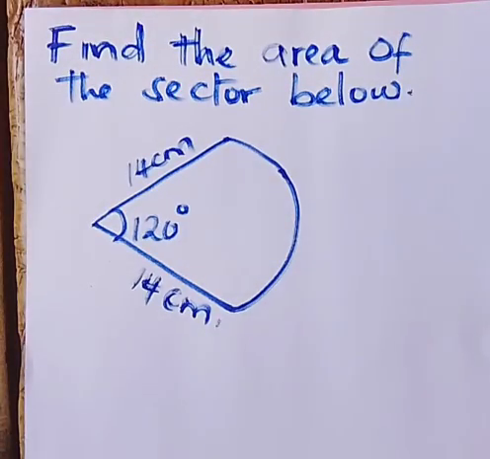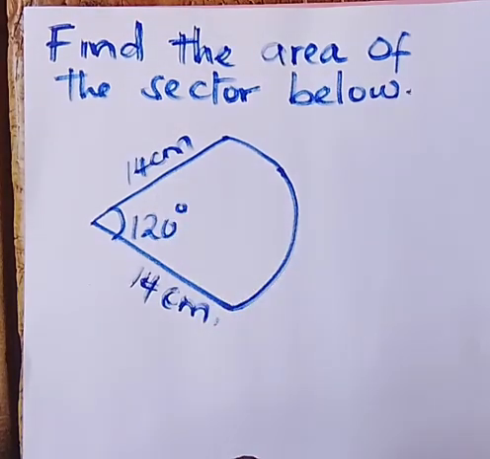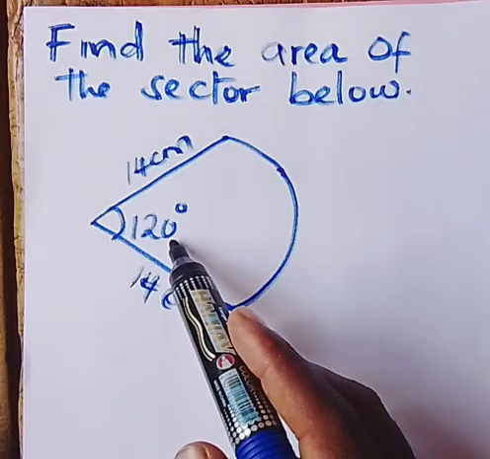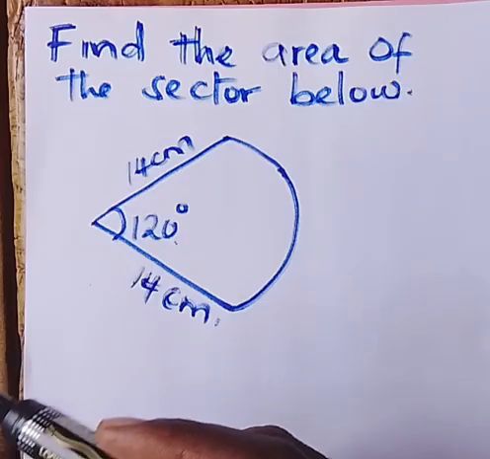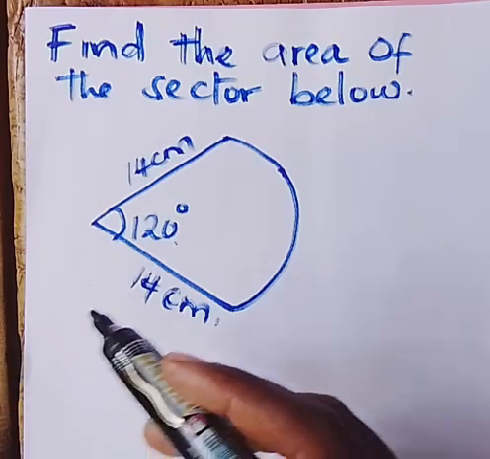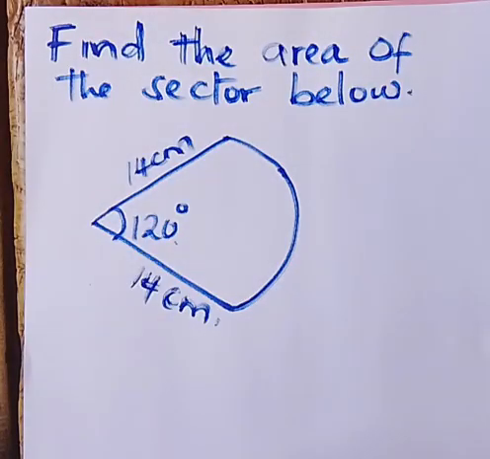Now look at our first example. We can read and say, find the area of the sector below. Let's look at that sector. It has a radius of 14 and the angle subtended at the center is 120. We said a sector is an area bounded by the two radii and an arc.